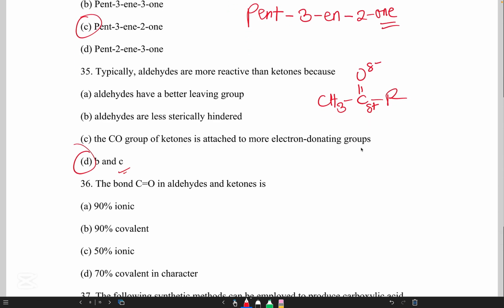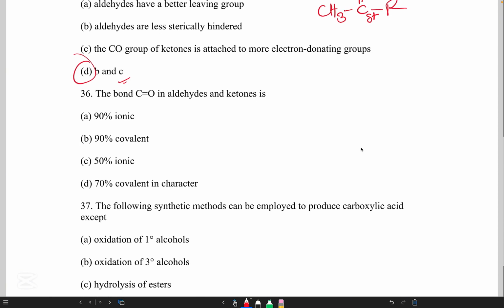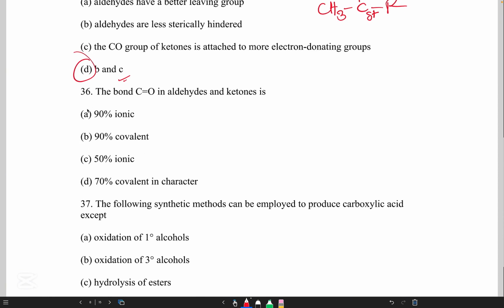Is that okay? Now the CO bond in aldehydes and ketones, this bond is about 90% ionic.